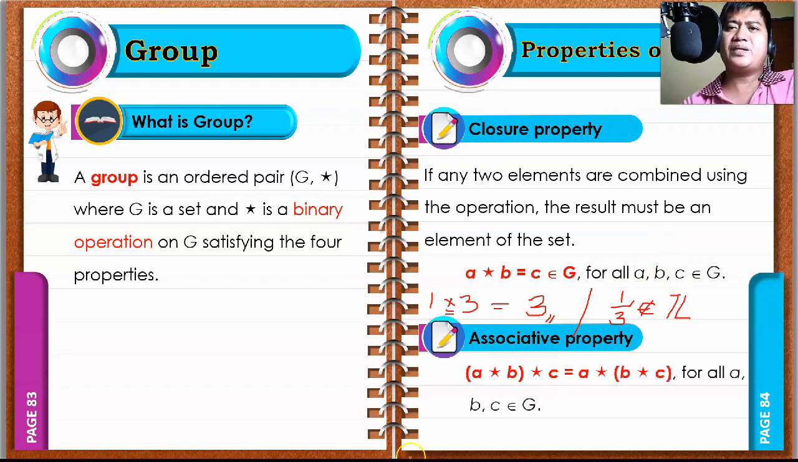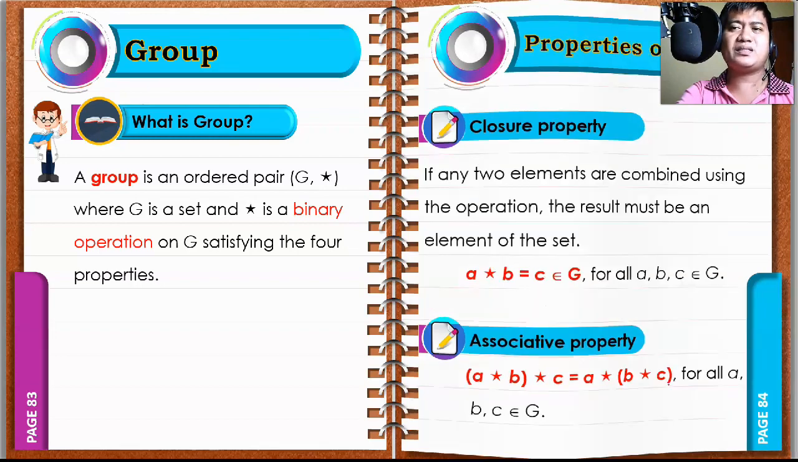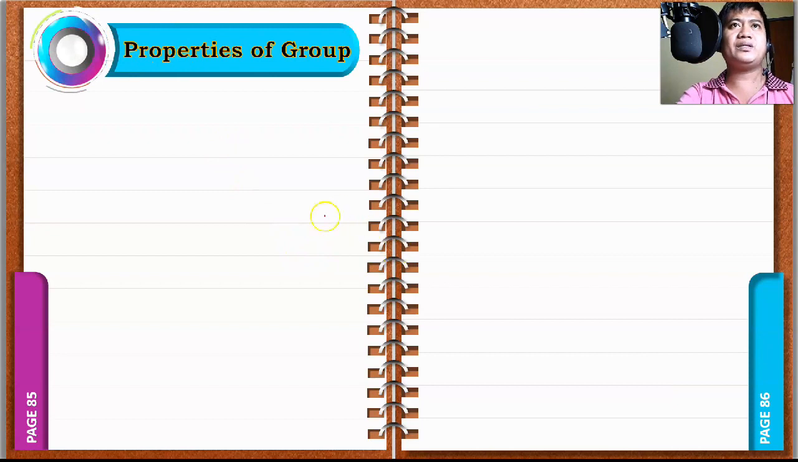So we have (a * b) * c is equivalent to a * (b * c), for all a, b, c element of G. So you need to satisfy this associative property if you want to determine if the given problem is a group.